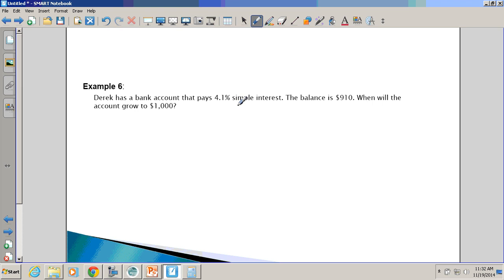All right, example 6. We're almost done. I think we have 1 or 2 more examples. So Derek has this bank, pays 4.1% simple interest. The balance is 910, so that's really the principal. When will the account grow to 1,000? So I want to know, when will the interest plus the principal be 1,000, that whole account? Hopefully that makes sense to you. Really take a second to think about that.